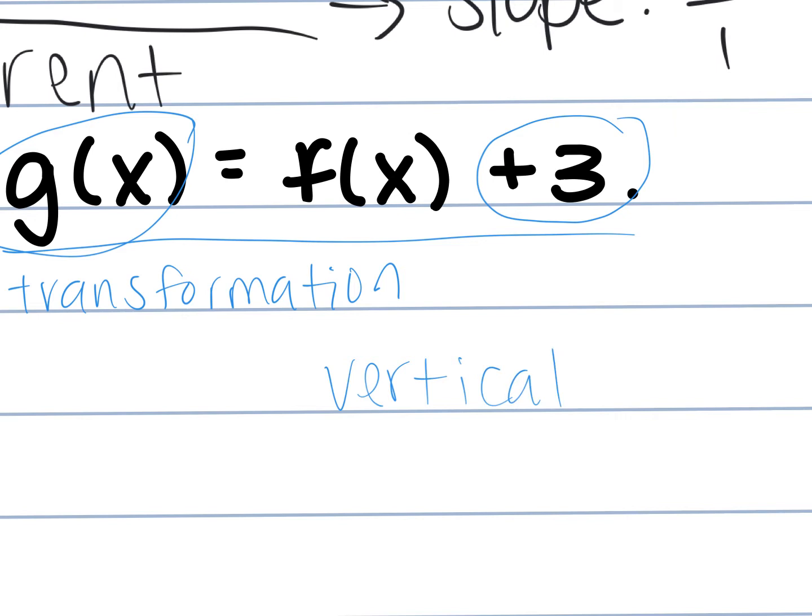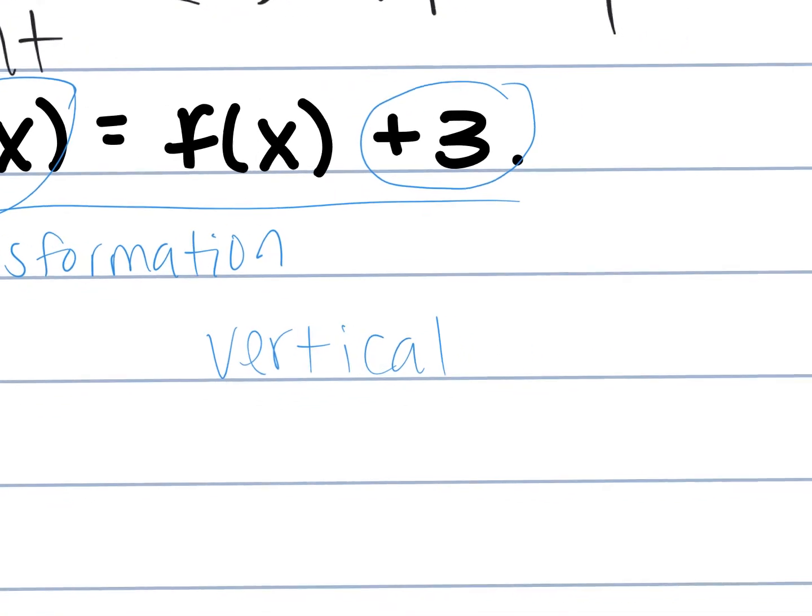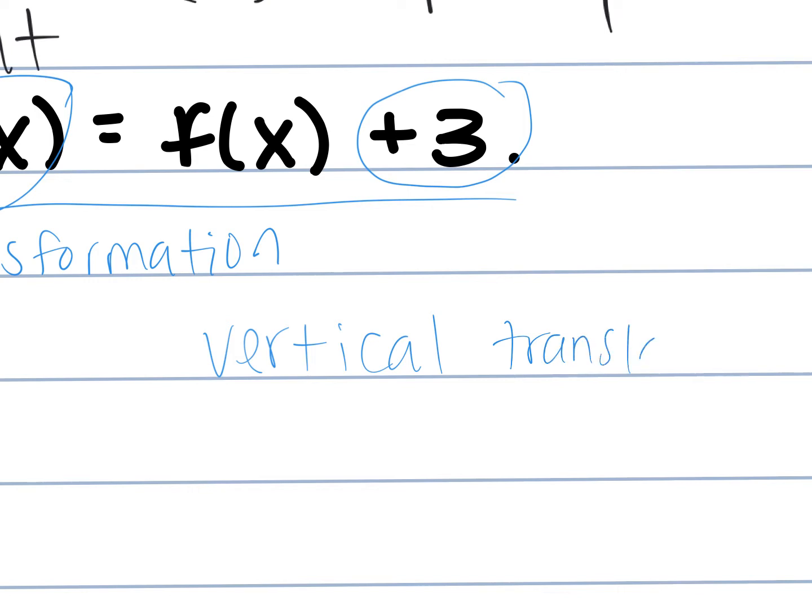And do you guys agree we are adding 3 here? If you're adding, is that a translation or a reflection? It's a translation. So you're going to say a vertical translation. And our k value is what's being added. How much are we adding here? 3. So k is equal to 3. That means that it's a positive 3. And if you're vertically shifting something 3 positive units, what direction should you be moving? Up 3.